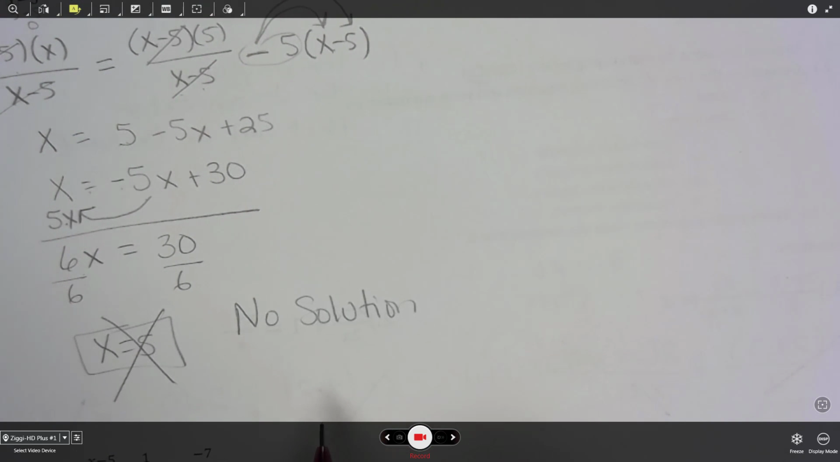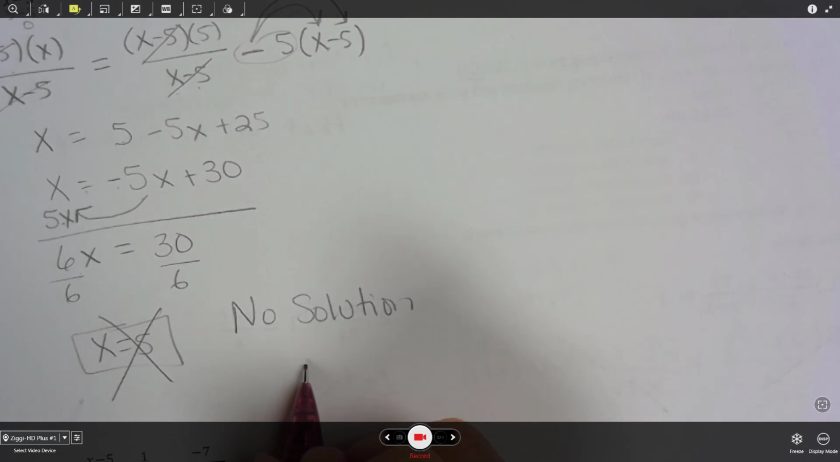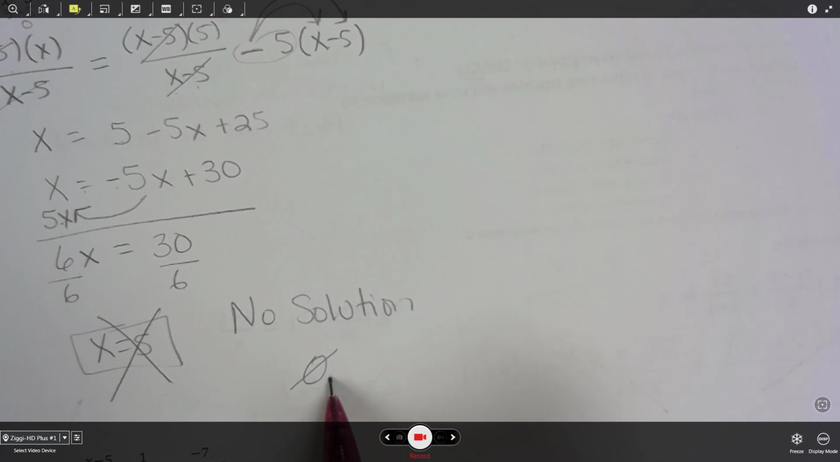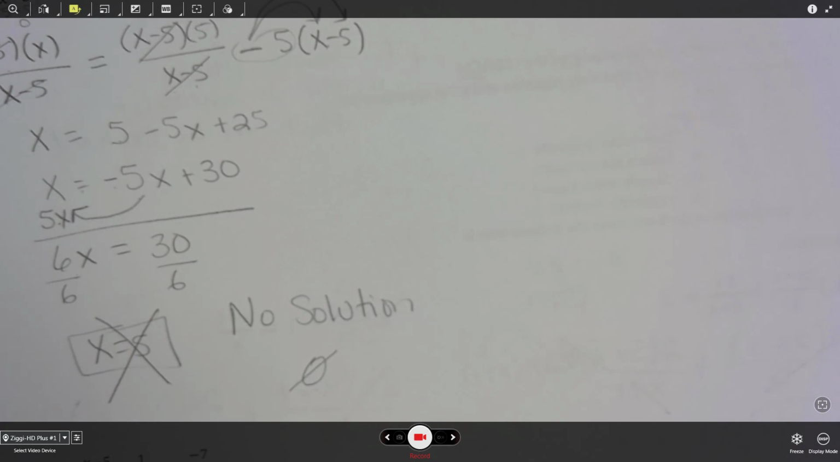And you can either write the words no solution, or you can do the circle with the slash through it. Either one of these is acceptable. You do not have to write both of them.